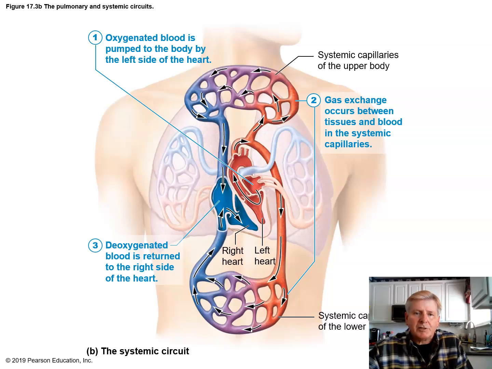And then the systemic circuit is illustrated where the oxygenated blood is pumped to the body by the left side of the heart. Okay, and gas exchange now will occur in the systemic capillaries between the tissues and the blood. And then after that oxygenated blood is delivered to the body tissues, the blood is deoxygenated, colored blue now, so it's returned back to the heart via the inferior vena cava and the superior vena cava. Notice the systemic capillaries are denoted with a purple color, and that's because they're in transition.